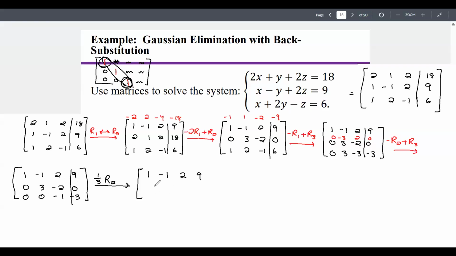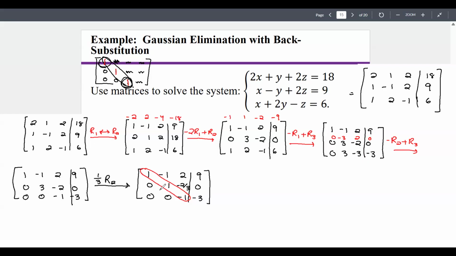Oops, I forgot my augmentation. 0. So 3 divided by 1/3 is 1. -2 divided by 3 is just -2/3, and that's going to be equal to 0. And then our last column is 0, 0, -1, -3. And we have our row reduced echelon form. I'm trying to say the right thing. So we got our 1, 1, and a -1 here.